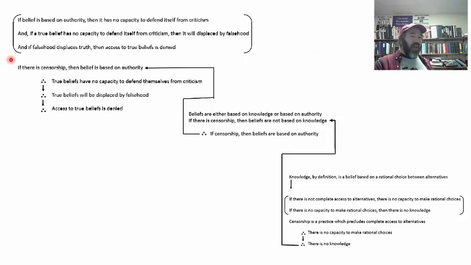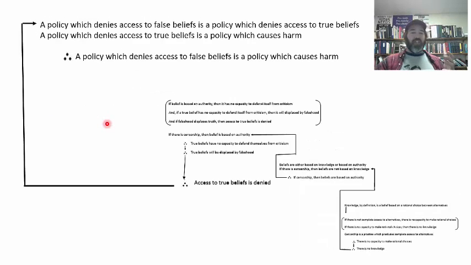We've already established then, through this chain of subordinate reasoning, right, this is a subordinate compound argument, we follow it all the way through to here, then we've established that if there's no censorship, then it's based on authority. And if it's based on authority, then the truth can't defend itself from criticism. And if it's unable to protect itself from criticism, then it's going to be displaced by falsehood. And then access to true beliefs is denied, right? Which feeds us then right back, okay, all the way up here, which says that any policy that denies access to false beliefs, all right, also necessarily inhibits our ability to access true beliefs.